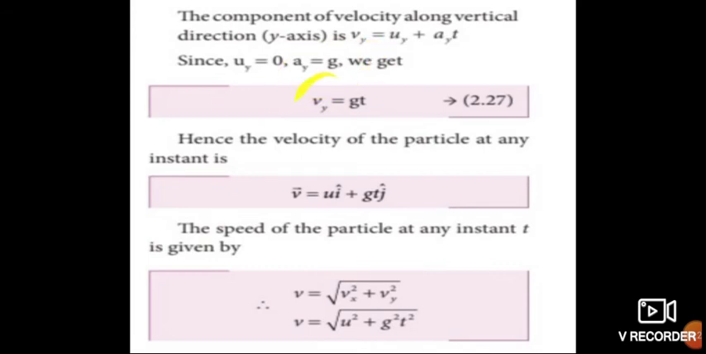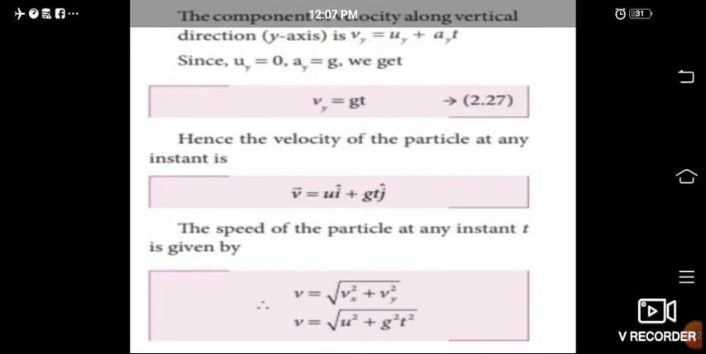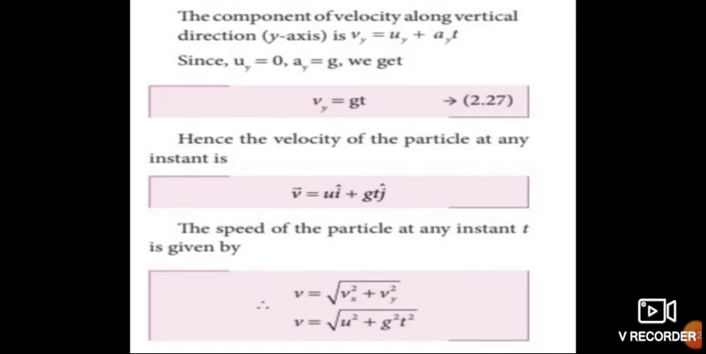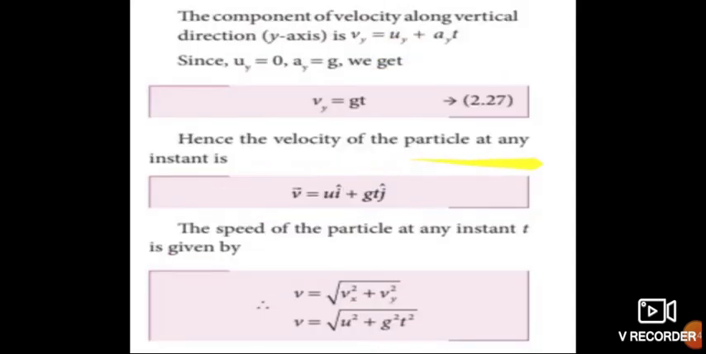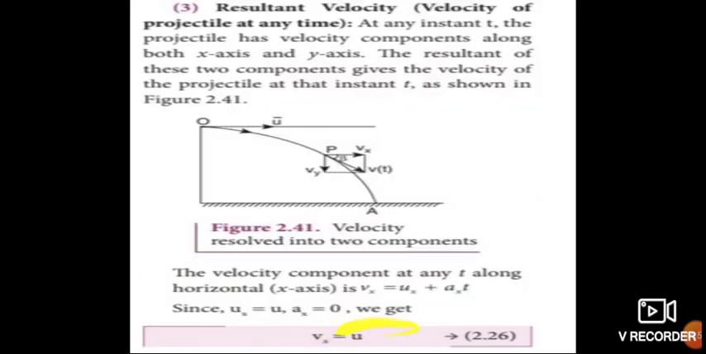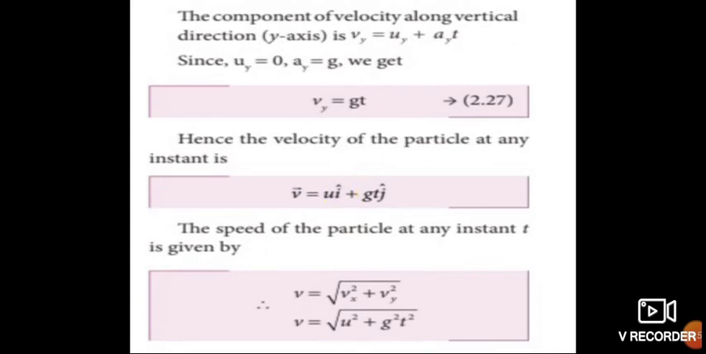We get vy is equal to, this term is 0, here ay is equal to g, so g into t. Hence, the velocity of the particle at any instant of time is calculated by using the vector v is equal to u i cap plus gt j cap. Here we consider the resultant velocity, the resultant of the two components, which gives the velocity of the projectile. So the velocity of the projectile at any instant of time is given by the vector v is equal to vx, that is u i cap, plus vy, that is gt j cap.